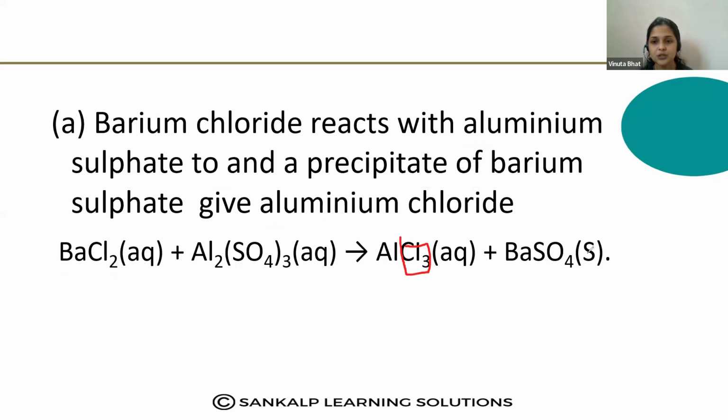Then here oxygen is 4, but here oxygen is 12. 12 oxygen is there. So let us start with the one which is having the more number of atoms.